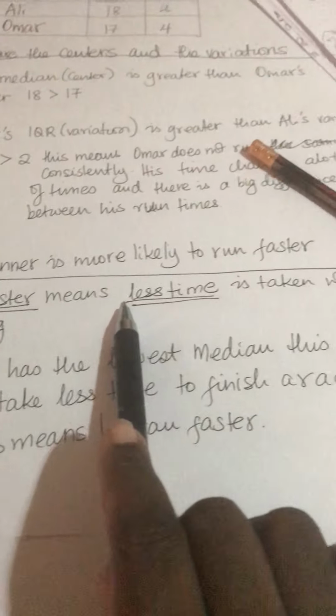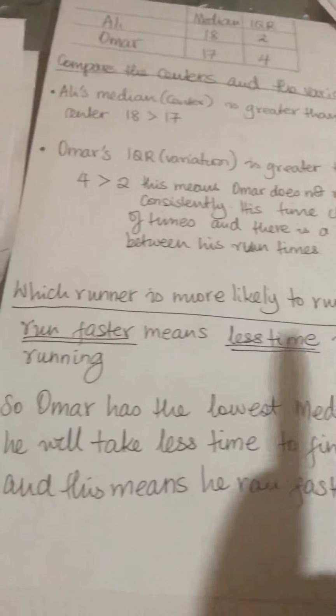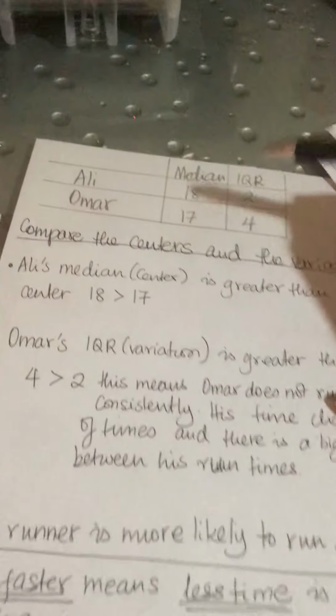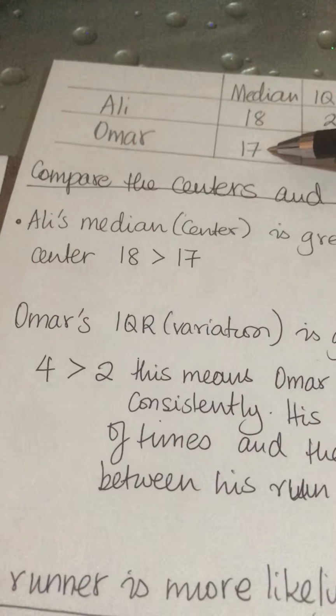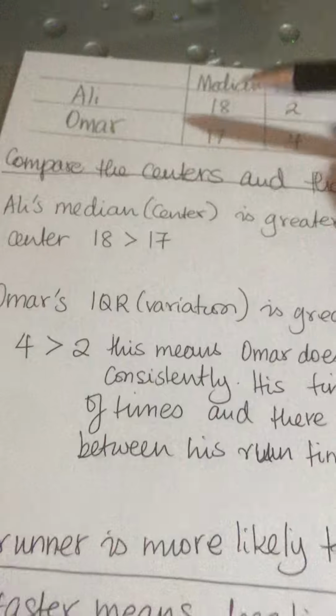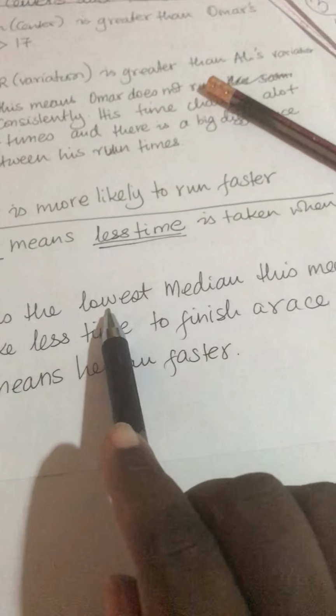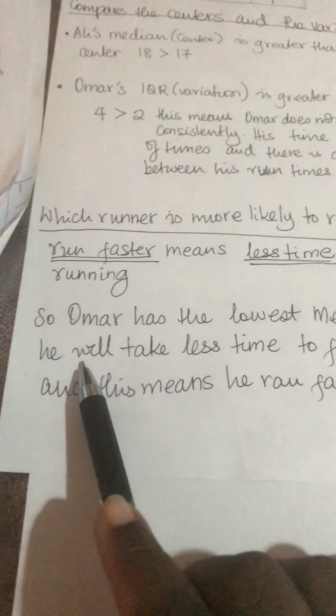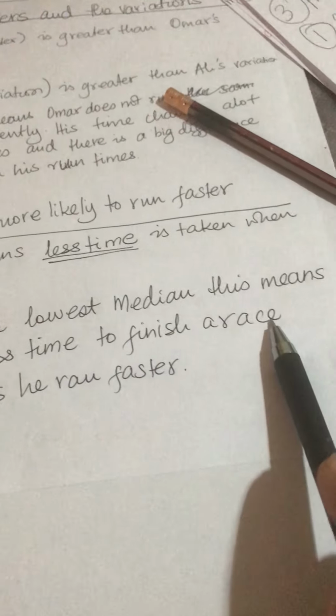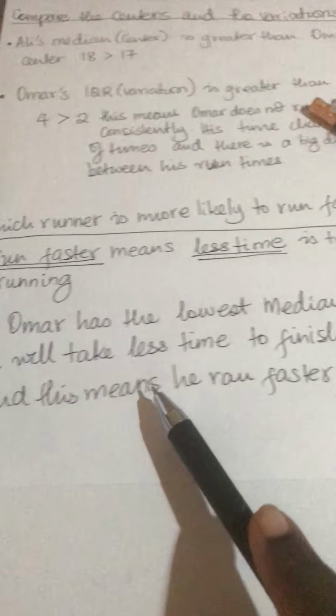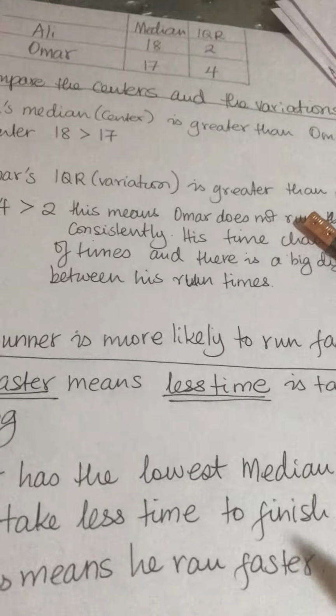So, running faster means less time is taken when running. So who took less time? Omar. So Omar runs faster. Okay? So Omar has the lowest median. This means he will take less time to finish a race. And this means he ran faster.